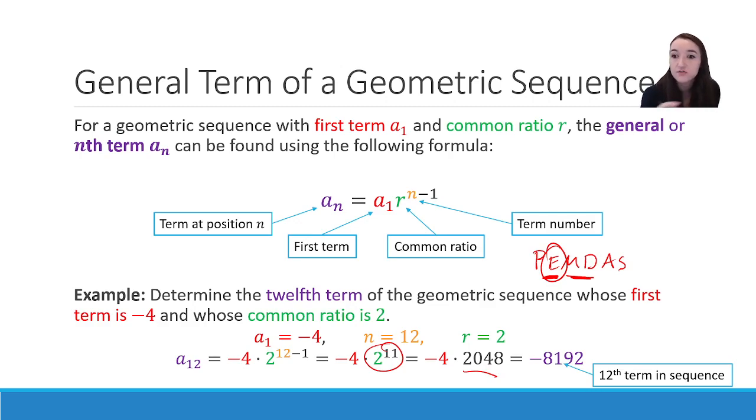Do not multiply 2 times -4 together first. -8 to the 11th power is very different than -4 times 2048. You can test that. It's a very different number. Do not do your multiplication first. Exponents come first. So 2 to the 11th power is 2048. Then we multiply by -4 to get -8,192. So make sure you're paying attention to your order of operations. Exponents before multiplication.